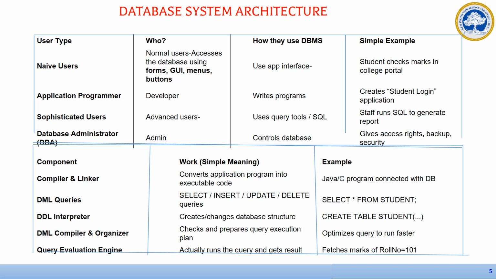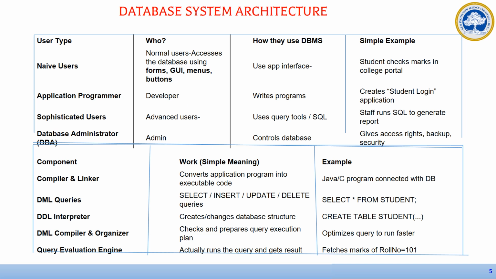So we have different components: compiler and linker, DML queries, DDL interpreter, DML compiler and organizer, and query evaluation engine. The compiler and linker converts the application program into executable code, like a Java or C program connected with the DB. DML queries are select, insert, update, or delete queries. Select star from student. Insert means insert into table name values, where you can insert all the values. Update means you can update the existing values. Delete means you can delete previous or new record information.